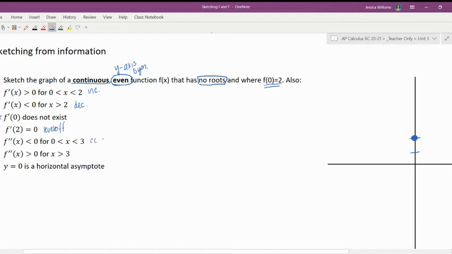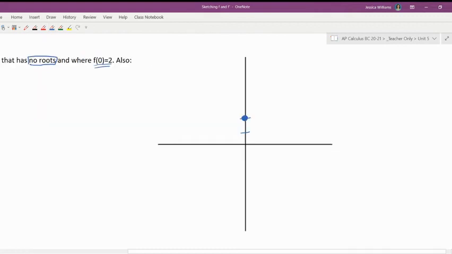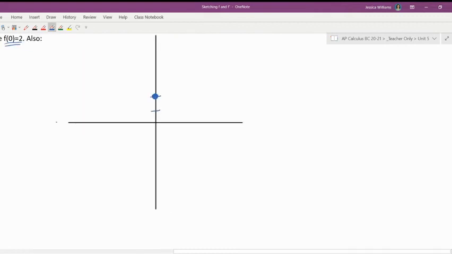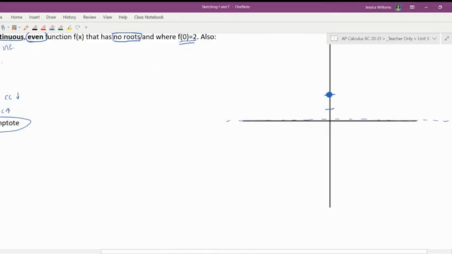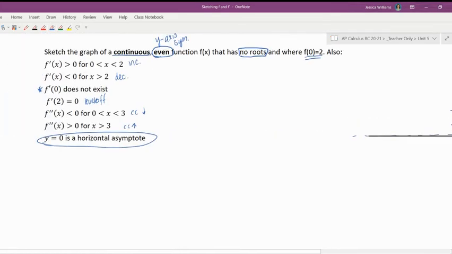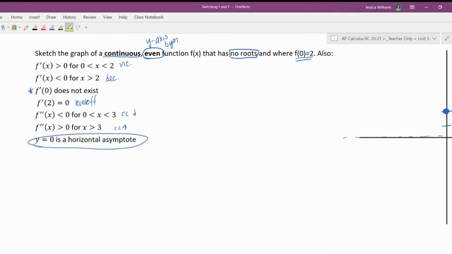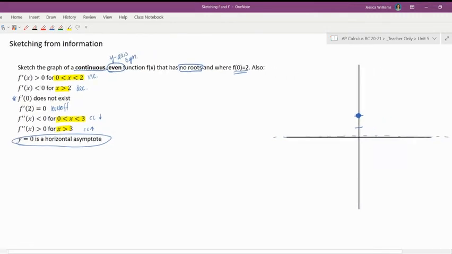This would be a concave down region. F double prime is negative. F double prime is positive, is concave up. And then we've got a horizontal asymptote. So I'm just going to go ahead and draw a horizontal asymptote in because that seems easy enough to start with. All right. If you notice, all of the regions that we have are for past 0. So I'm just going to focus on the right-hand side of this graph.